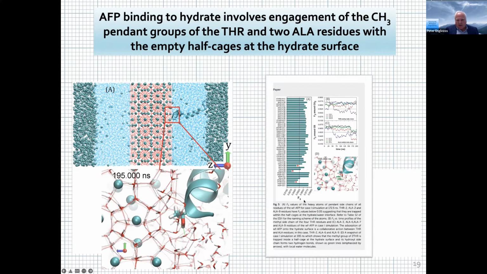We use this F3 parameter to track the state of water. This is all summarized in a paper a few years ago. That was quite revealing because it really showed that it was a cooperative binding between the methyl groups primarily and the hydrate empty cages that was responsible for the inhibition, that the hydrogen bonding plays a rather minor role in this situation. One may then engineer inhibitors to take advantage of this fact.